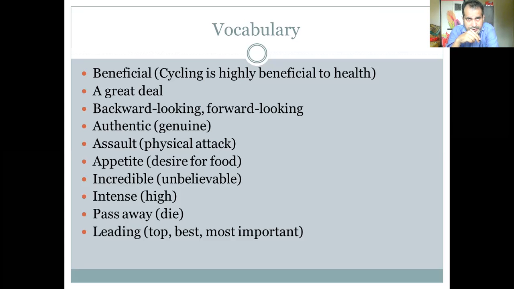Next word is a great deal. A great deal. This is a phrase. A great deal means highly or huge. For example, we can say he has made a great deal of money, or a great deal of exercise or effort. A great deal of effort is needed to perform this task. That means huge, a lot of. A great deal means huge or a lot of.